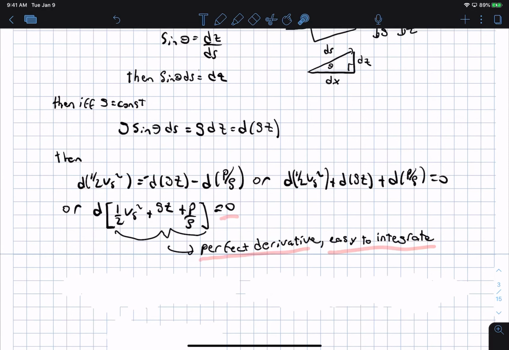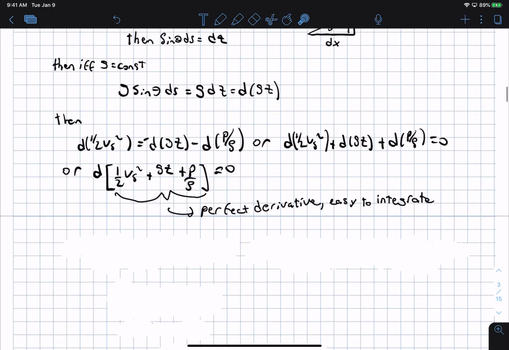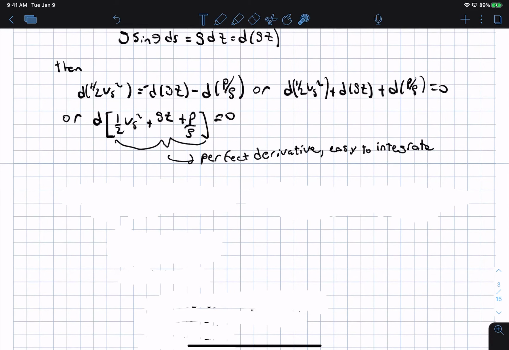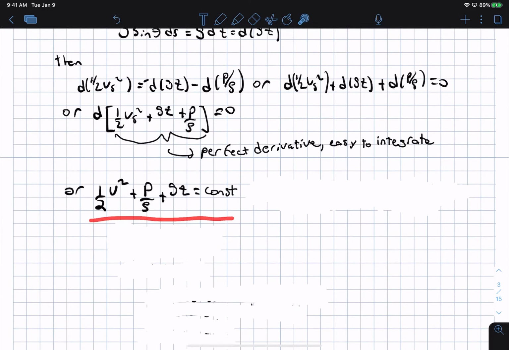This is very, very easy to integrate, because basically all it's saying is that there is no change of this quantity here. So there's no change in 1/2 v squared plus gz plus p over rho. Okay, and so it's a perfect derivative. It is easy to integrate. It's technically a differential equation, but it is the most simple differential equation to integrate because it's just the derivative is equal to 0.